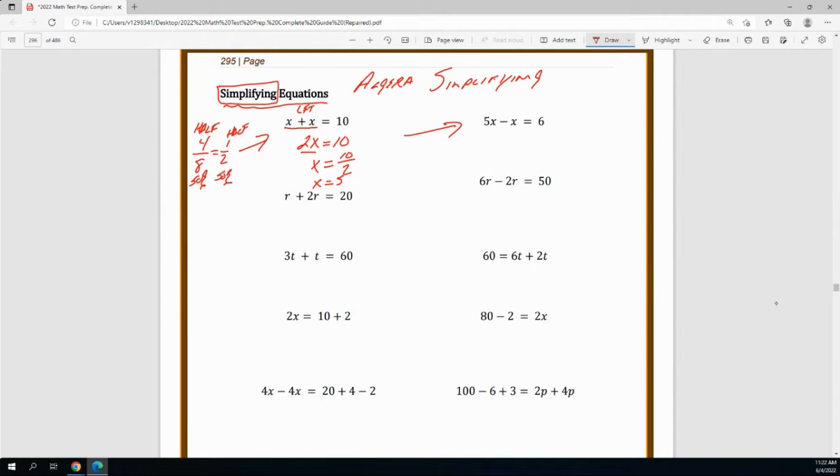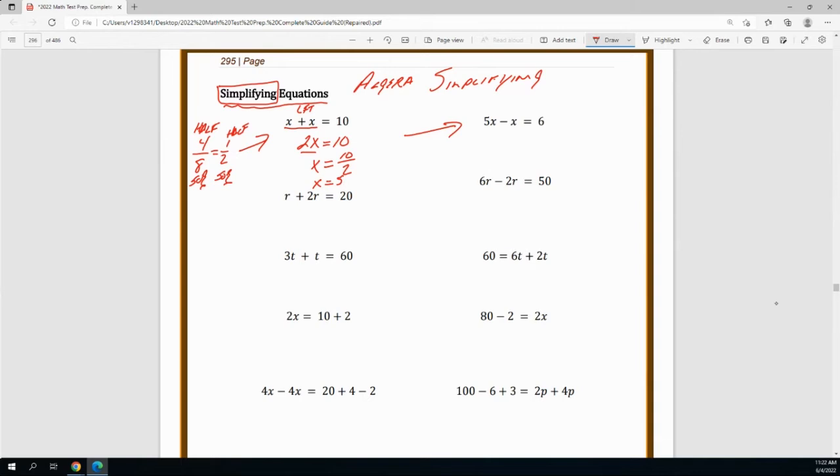Now, simplifying, you're practicing it now. Will it always show up in math? No. You just have to be aware of it. And if you can catch it in the beginning, like I said, it'll make it easier. It's not always there, though.